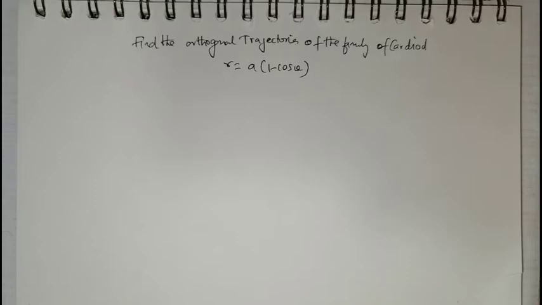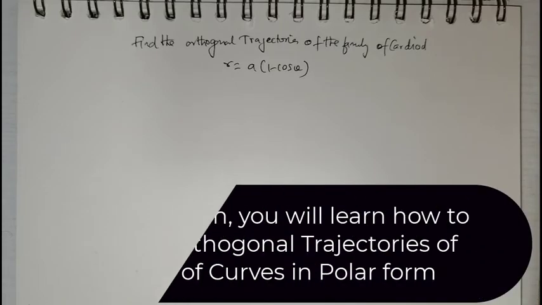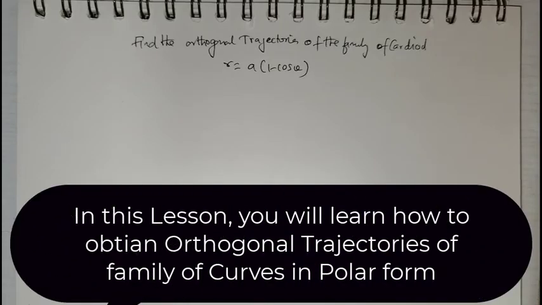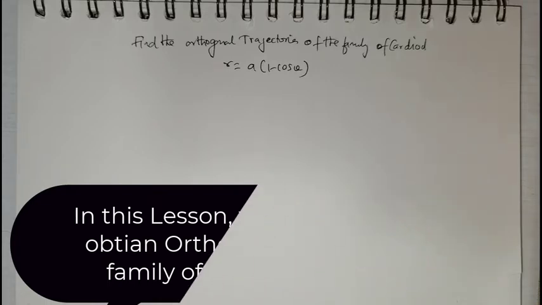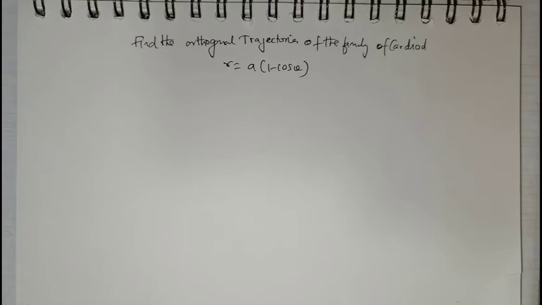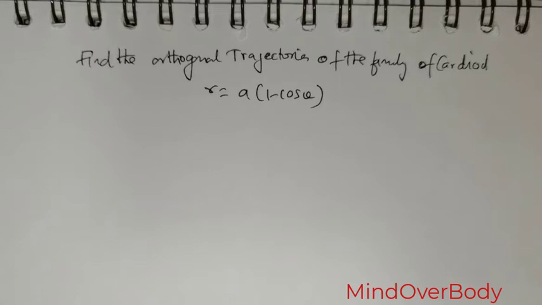Students, we are expected to obtain the orthogonal trajectories for the family of cardioids given in polar coordinates. So r is equal to a times (1 - cos theta). This is a new way, or I should say another technique, for us to obtain orthogonal trajectories in polar form. Having mentioned that, let me just show you with this illustration.